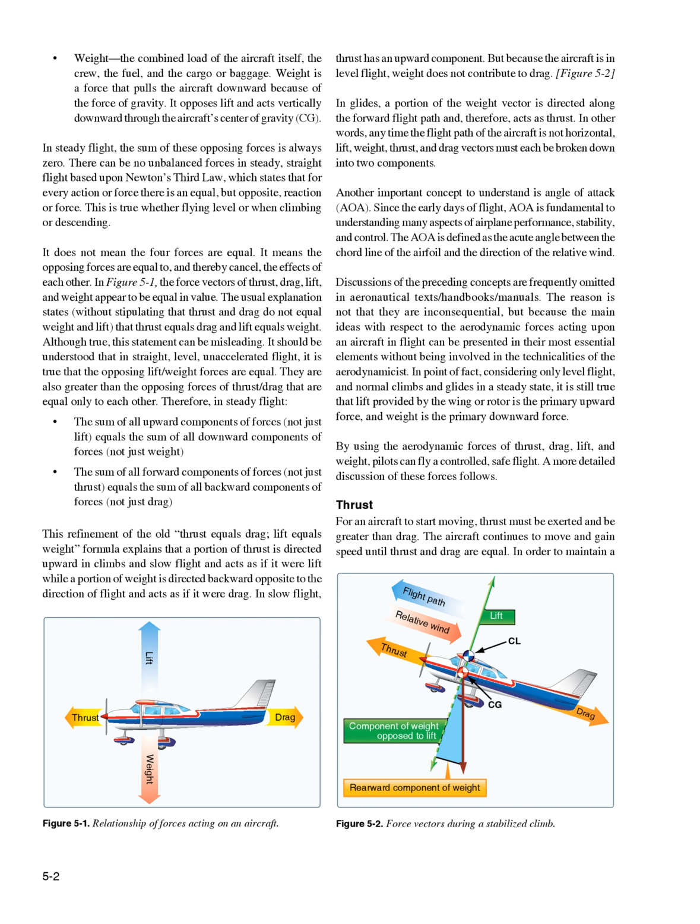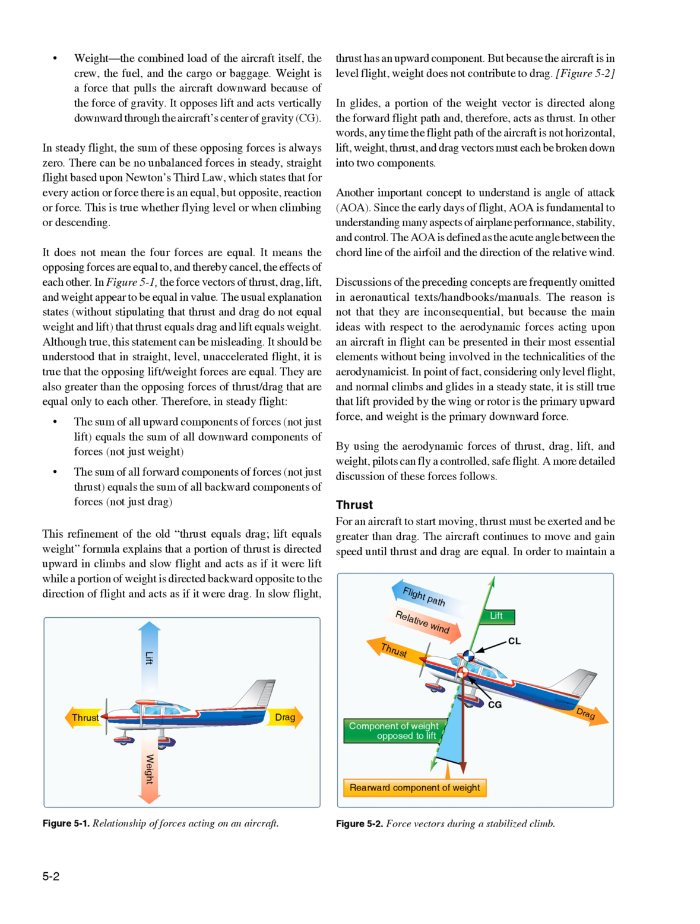In Figure 5.1, the force vectors of thrust, drag, lift, and weight appear to be equal in value. The usual explanation states, without stipulating that thrust and drag do not equal weight and lift, that thrust equals drag and lift equals weight. Although true, this statement can be misleading. It should be understood that in straight, level, unaccelerated flight, it is true that the opposing lift/weight forces are equal. They are also greater than the opposing forces of thrust/drag that are equal only to each other.